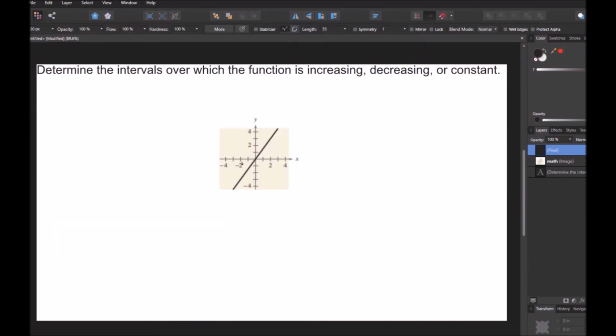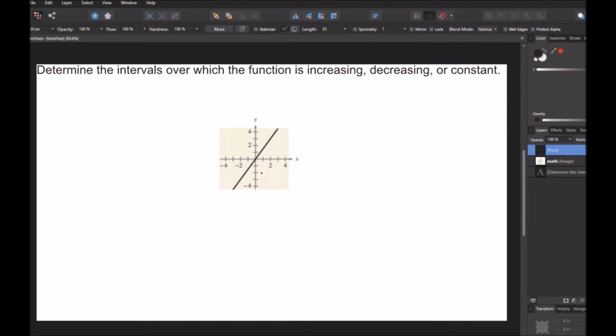Okay, so in this next question, we're asked to determine the intervals over which the function is increasing, decreasing, and constant. And we're given this linear function right here. In later courses like calculus, you're going to learn a much easier way to determine whether a function is increasing, decreasing, or constant. But unfortunately, we're asked to do it this way.